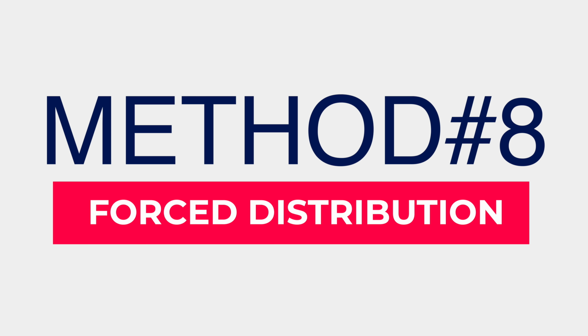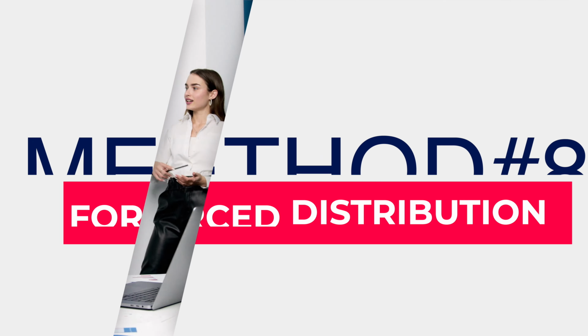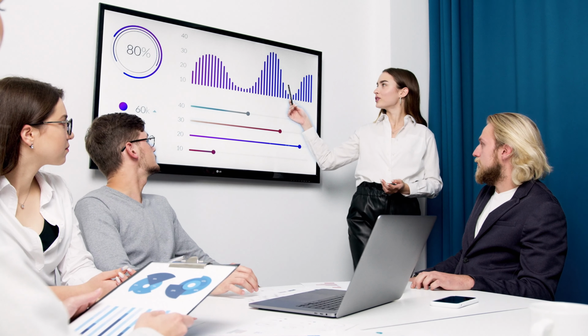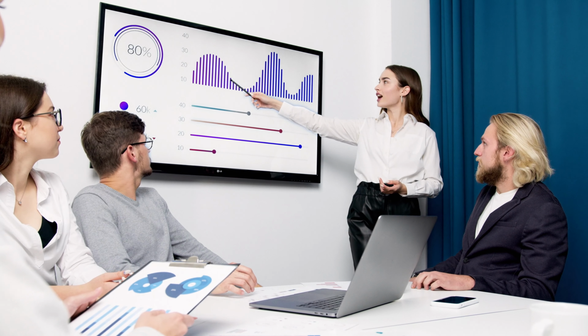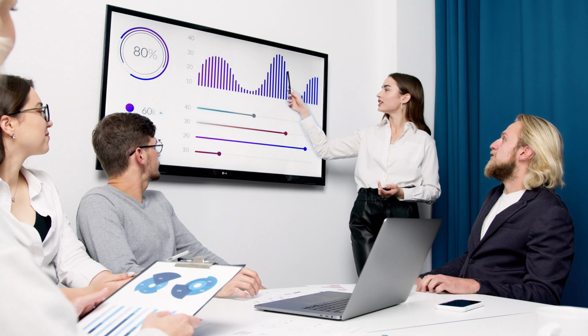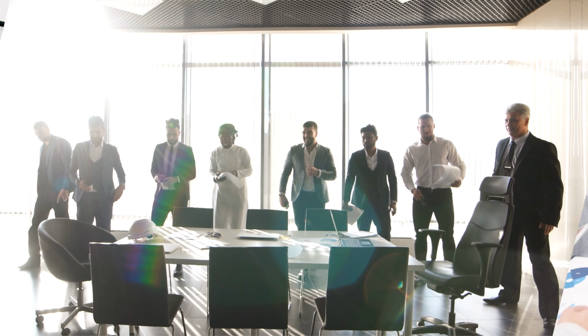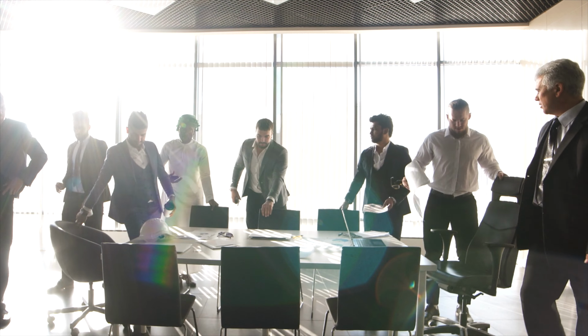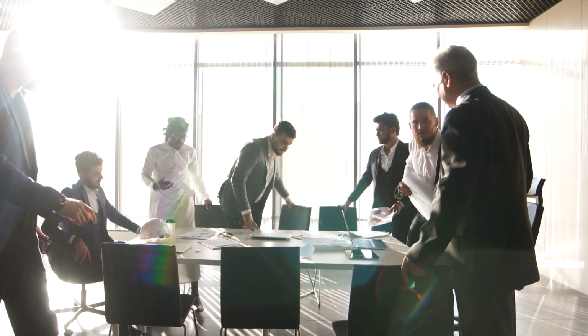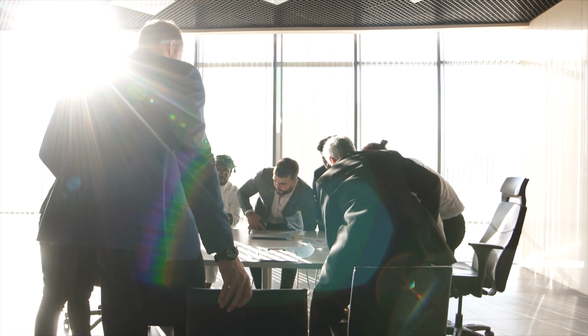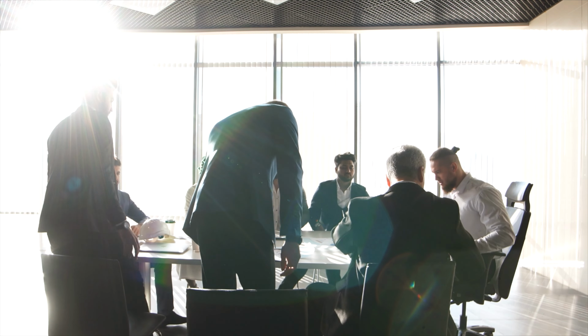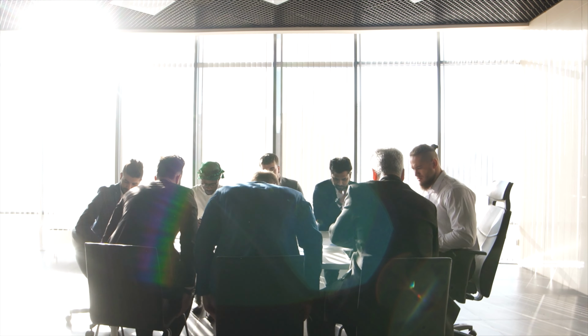Method 8. Forced distribution. Forced distribution is a performance appraisal rating method requiring the rater to force employee ratings into a bell-shaped curve. Forced distribution ranks employees into predefined categories based on their relative performance. It is often used to identify high-potential employees, reward top performers, and weed out low performers.